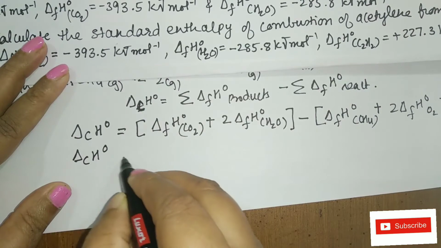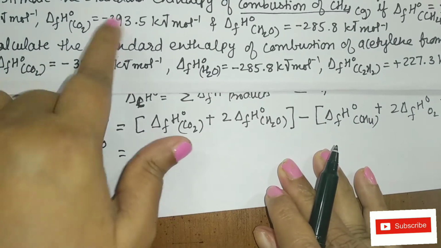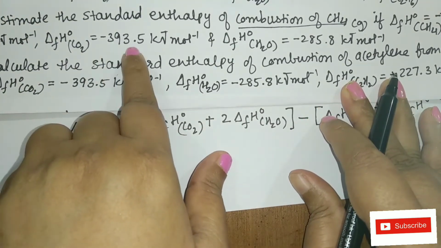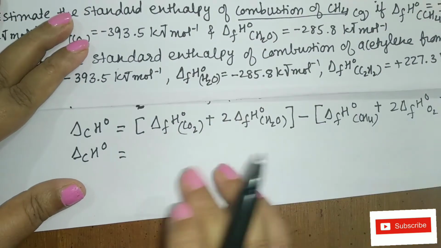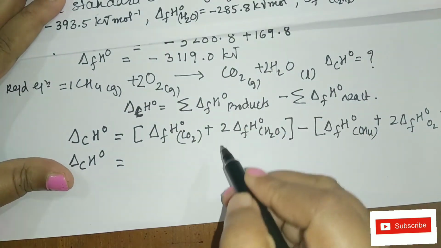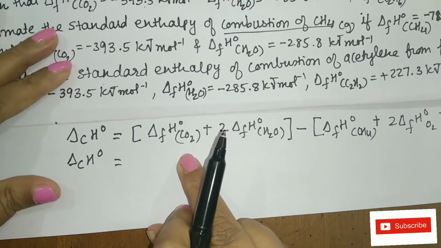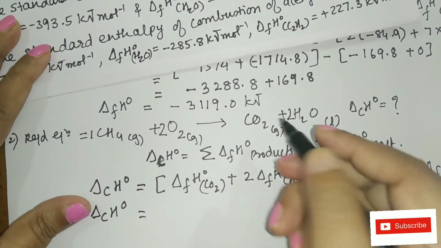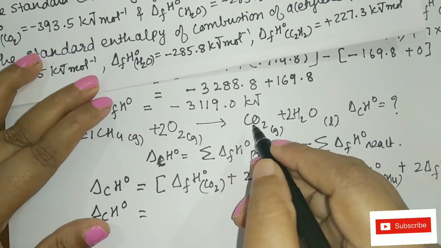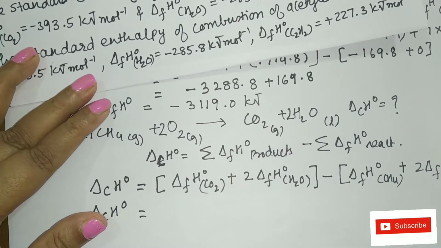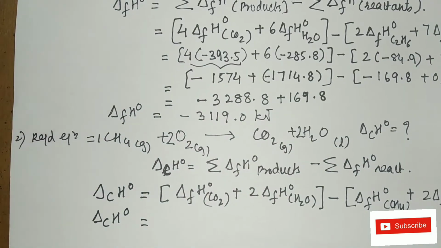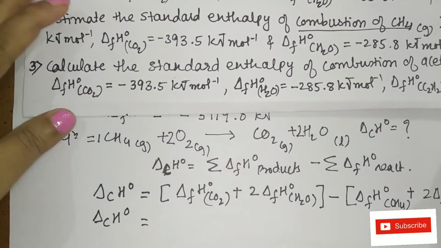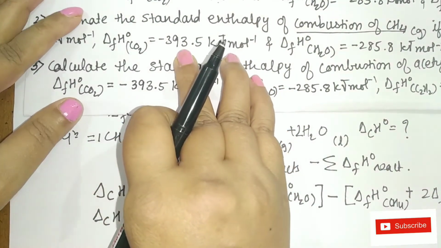So here these values will be, for carbon dioxide, how much they have given is minus 393.5. Sorry, the balanced equation here is... So how much is given for carbon dioxide, student? Carbon dioxide is minus 393.5.